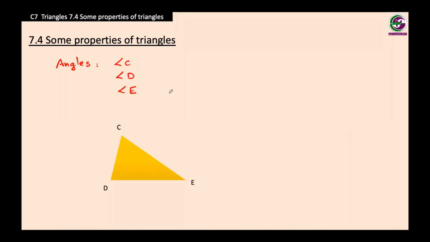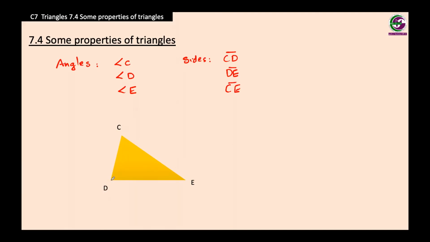How do we represent a side? A side can be represented either by two letters, for example, side CD. You can even write it with a line segment, or side DE, or side CE. These are the three sides of the triangle here. In a shorter way, we can also represent the side in a different way.